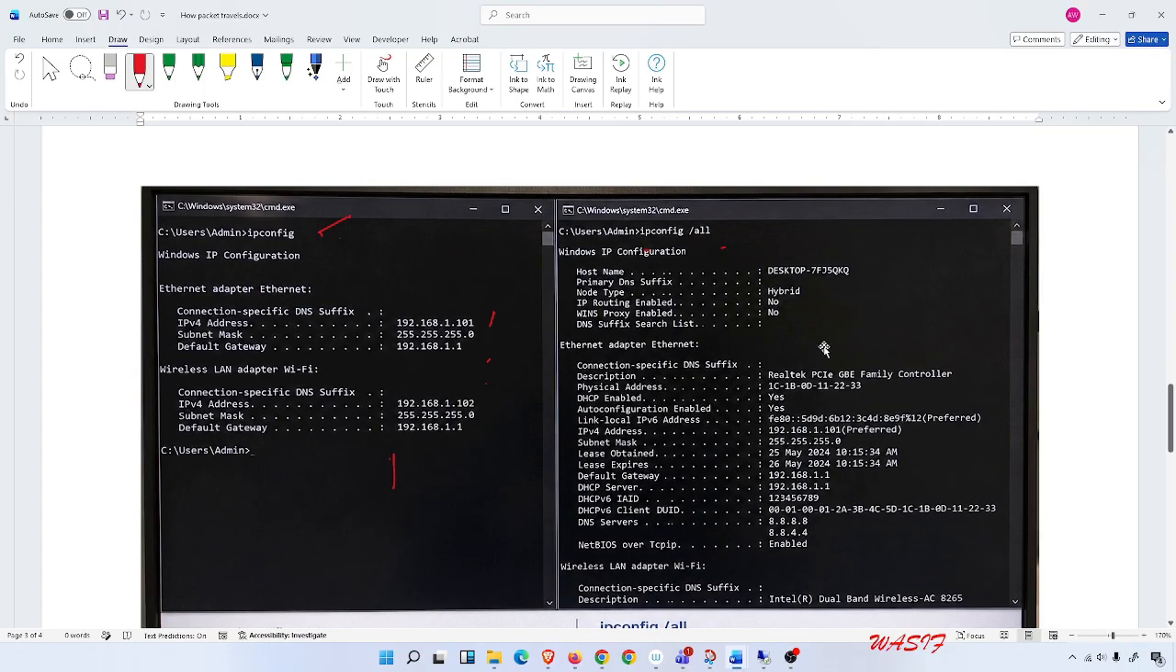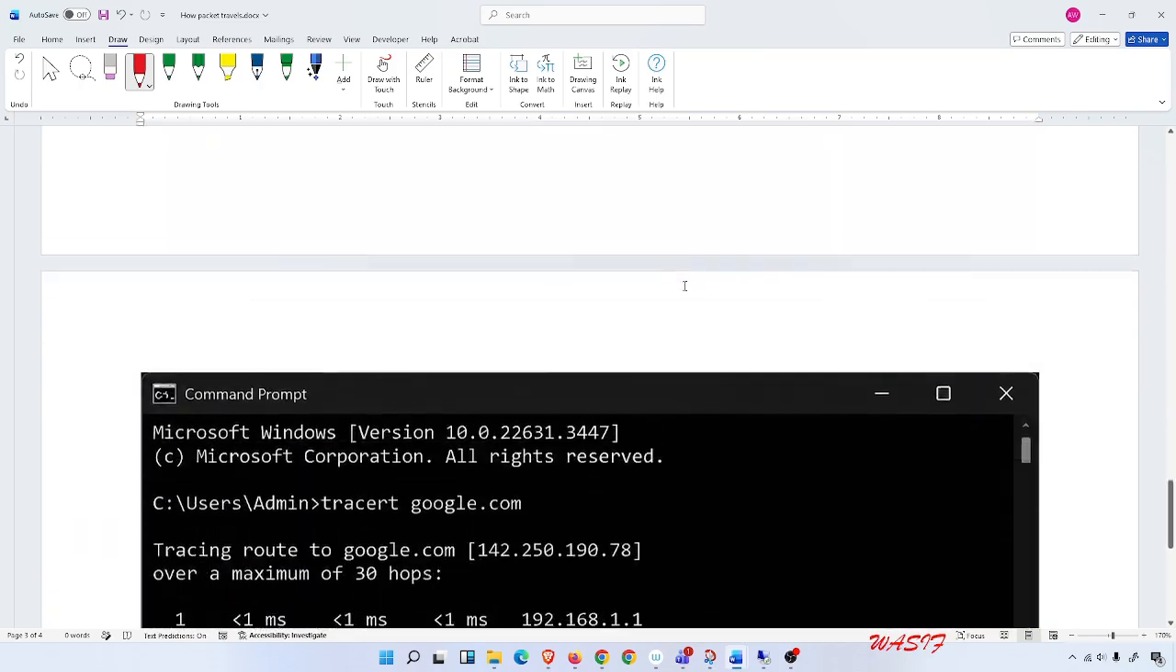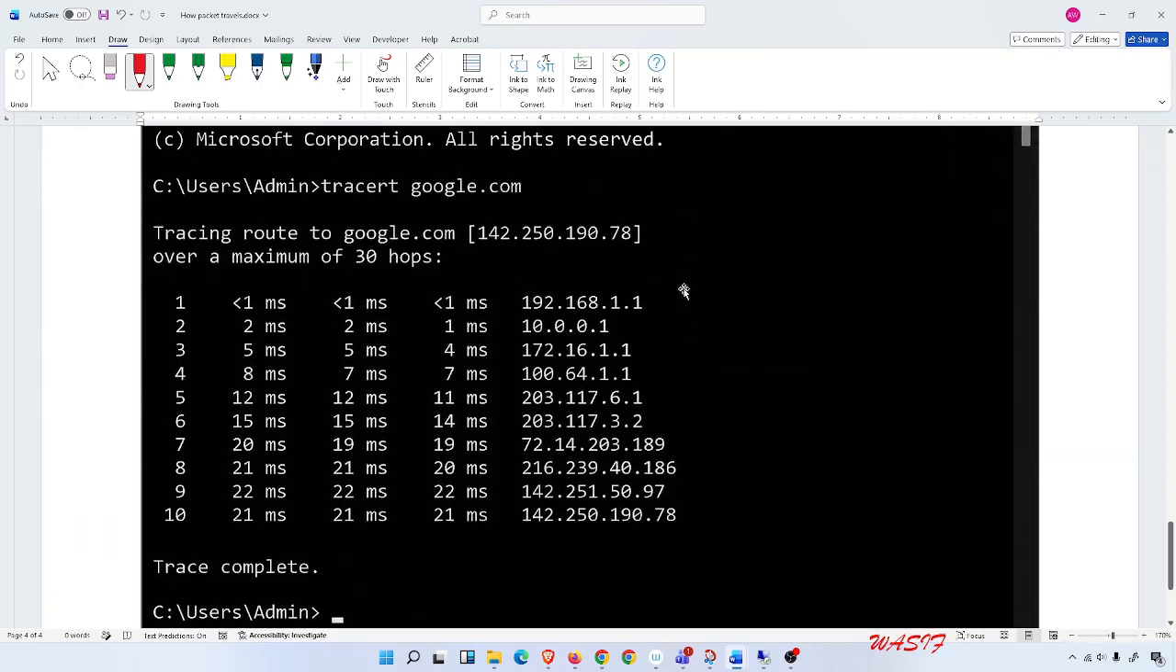It also shows you all the virtual interfaces that you have. For example, if you're running VMware or Hyper-V, you will be able to see the virtual interfaces here as well. Another utility tool that we can use is tracert, or if you're using Linux, traceroute. It will show you the number of hops that we are using to reach Google. It has to go through all these routers to reach Google's IP address.